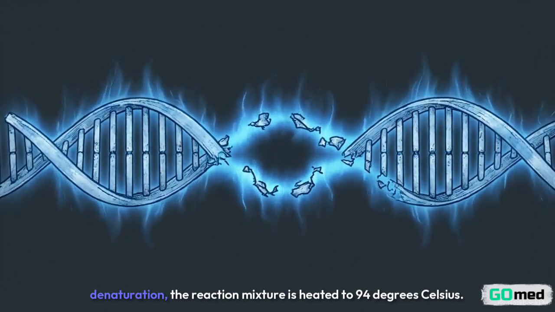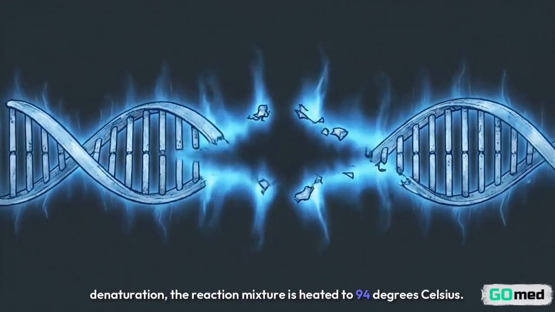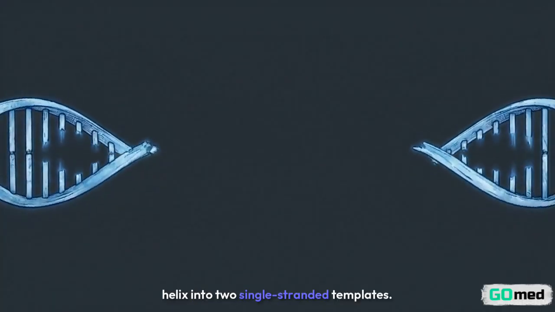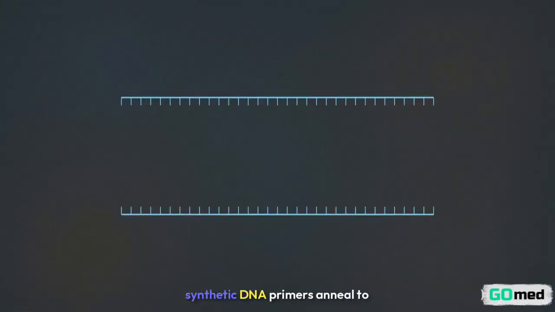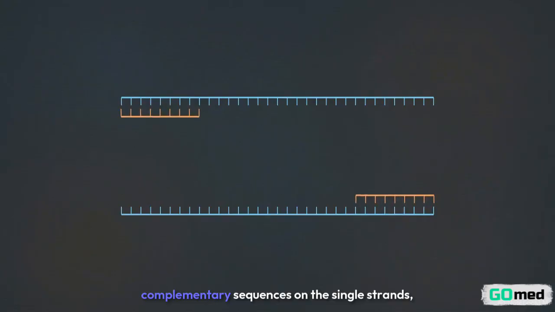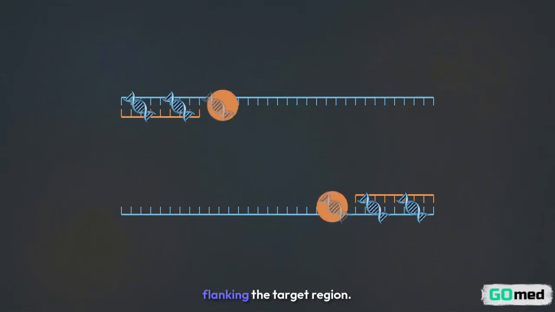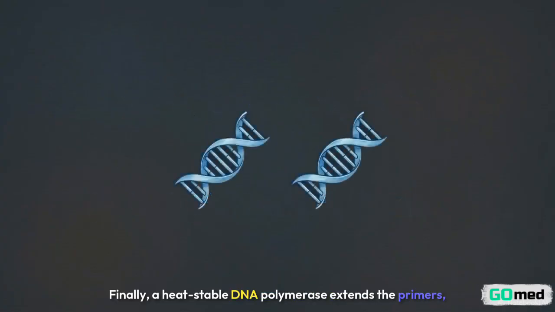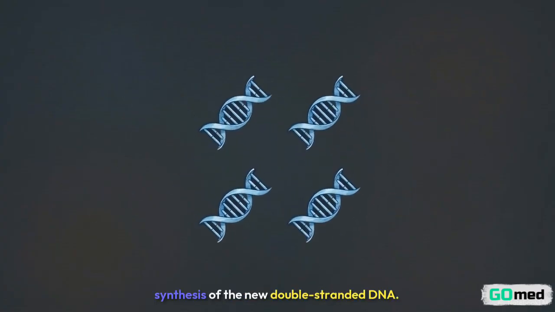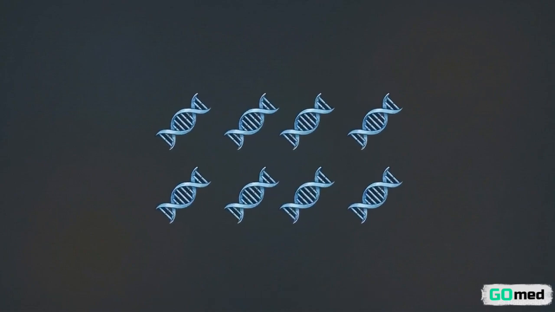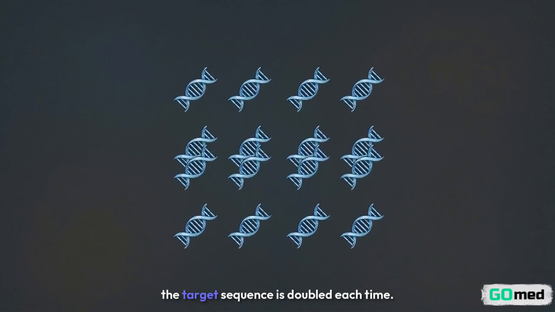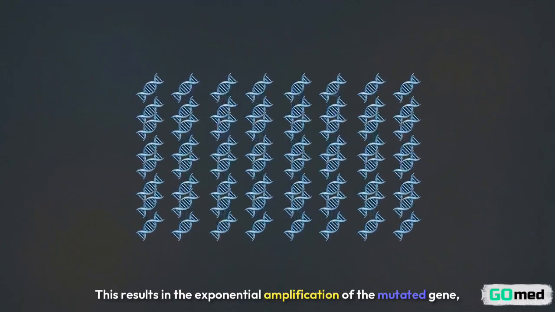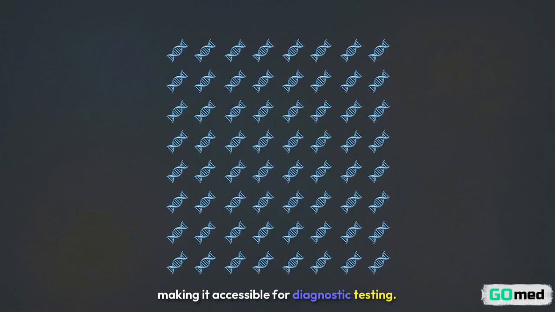In the first step, denaturation, the reaction mixture is heated to 94 degrees Celsius. This thermal energy separates the double helix into two single-stranded templates. As temperature drops, synthetic DNA primers anneal to complementary sequences on the single strands, flanking the target region. Finally, a heat-stable DNA polymerase extends the primers, adding nucleotides to complete the synthesis of the new double-stranded DNA. By cycling through these temperatures, the target sequence is doubled each time. This results in the exponential amplification of the mutated gene, making it accessible for diagnostic testing.